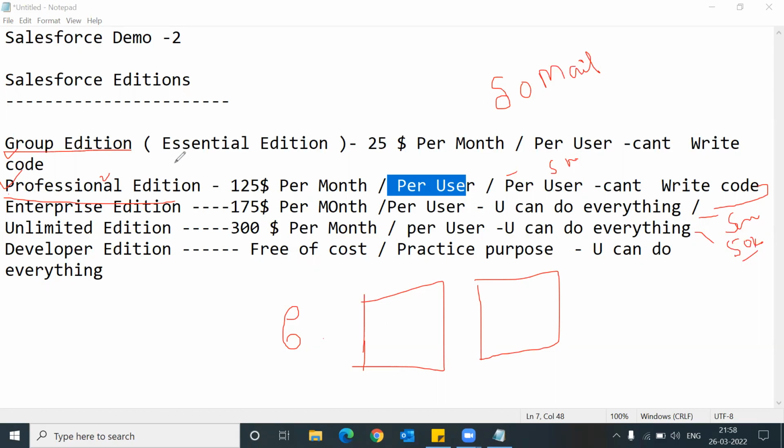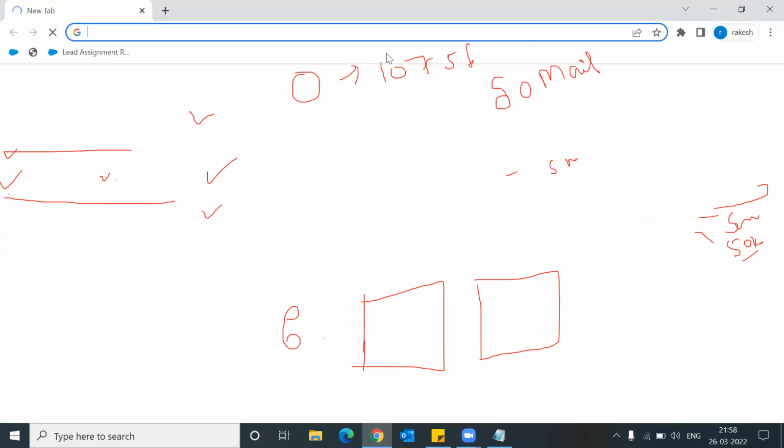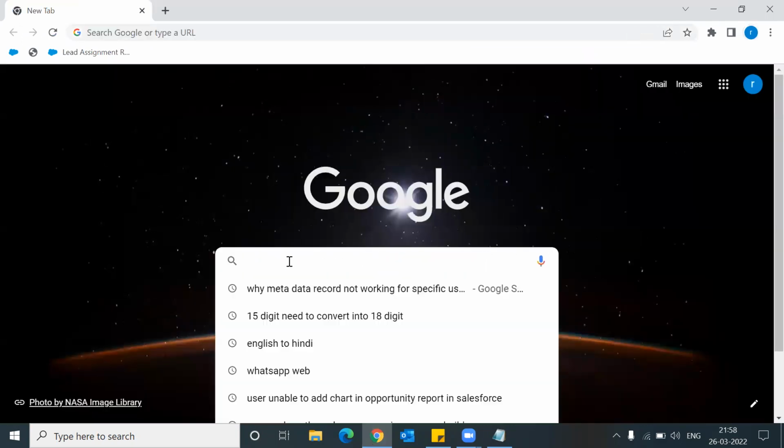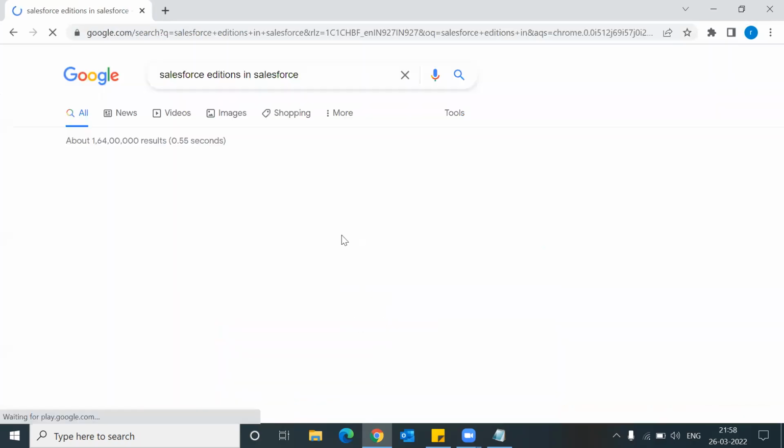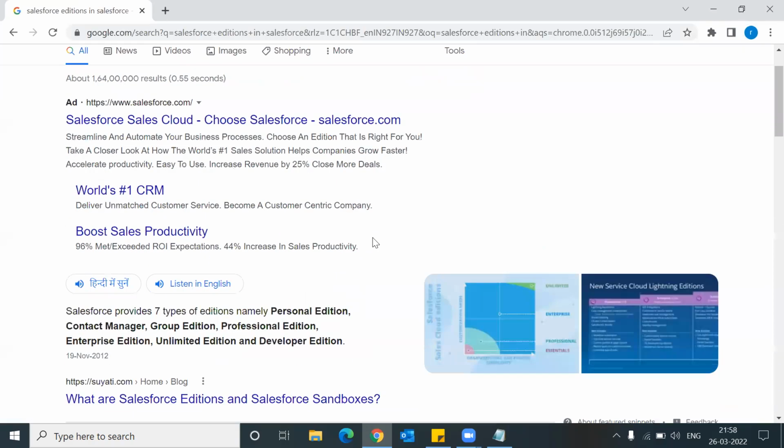Also, suppose in one object you can create 1075 fields, but in this edition a little bit less, in this edition a little bit more, in this edition more. So you can see, this is the starting point. Sometimes a company wants different editions and asks, what edition is good for our company? Just give me a proper explanation. You can explain that at that time.